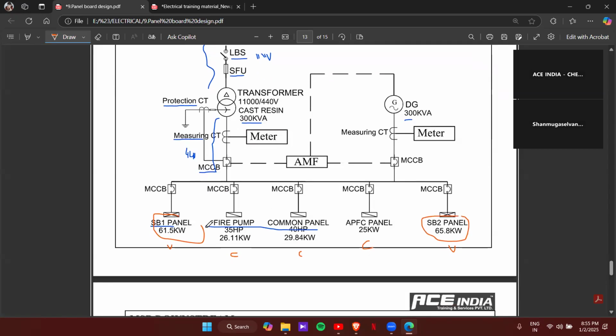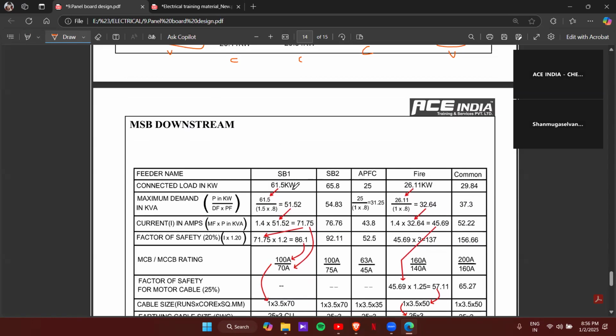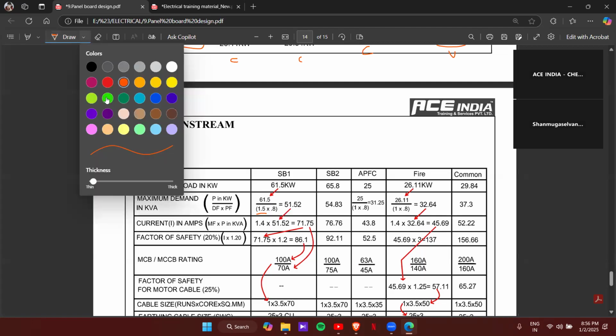So you can arrange the table depending upon your idea. Here I have arranged like this: SB1, SB2, APFC, then the final two motor panels. Okay, so here we'll start with SB1. The total connected load is 61.5 kilowatt. Since it is variable load, the diversity factor will be 0.75 itself. So you'll get 51.52. Then the current rating 51.52 into 1.5, you get 71.75. Then again 20% factor. It's not a motor load, so we can take 20% factor of safety for the circuit breakers. So 86.1.